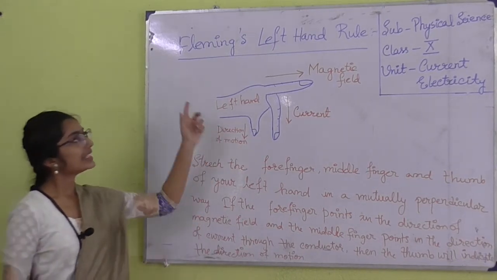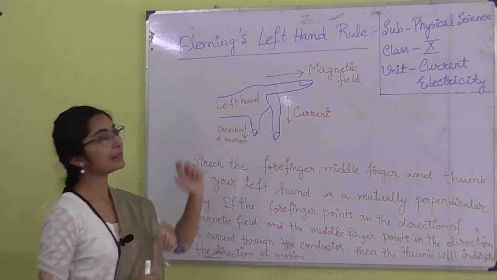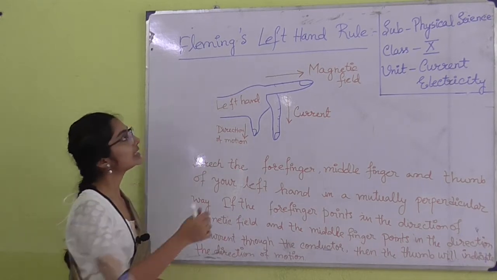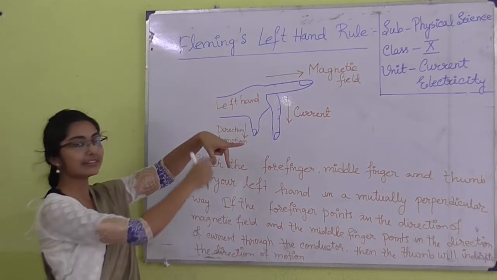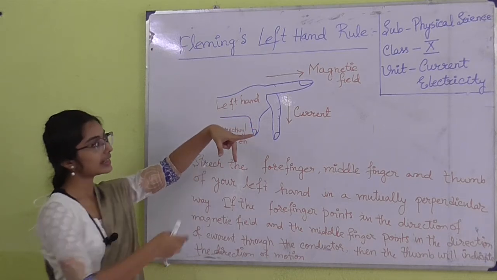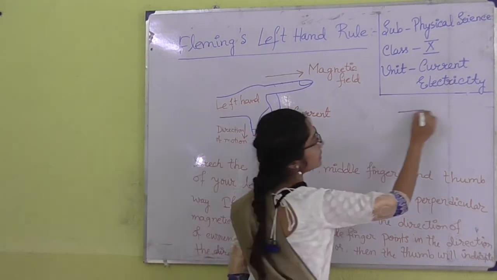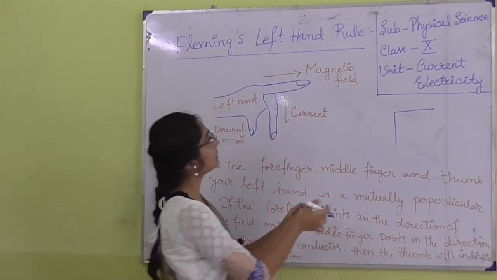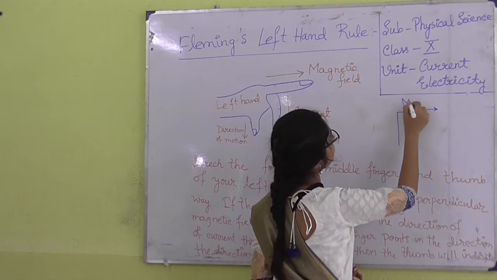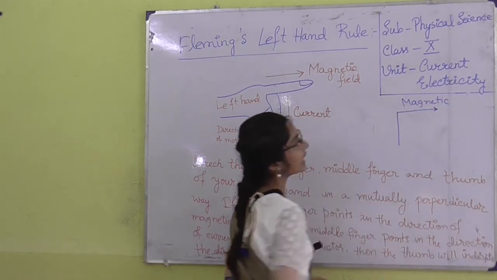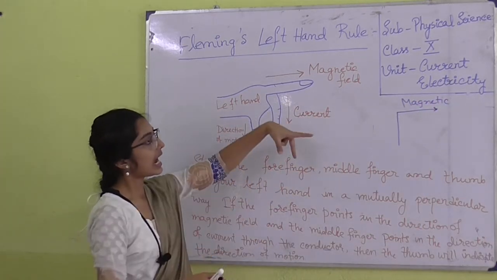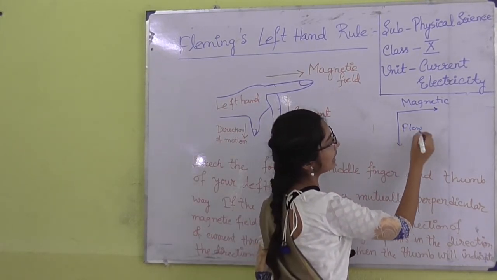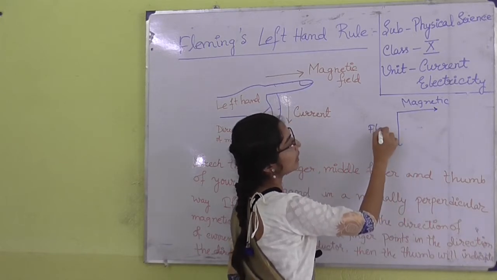We will detect the direction of motion with the help of Fleming's left hand rule. Direction of motion of what? The direction of motion of the conductor. Suppose we are stretching our left hand in this way, so the fingers are in a mutually perpendicular position. This is the actual position of our hand. The forefinger indicates the magnetic field, and our middle finger indicates the flow of current.